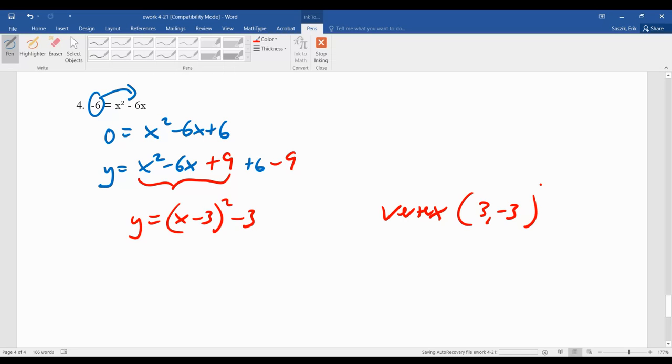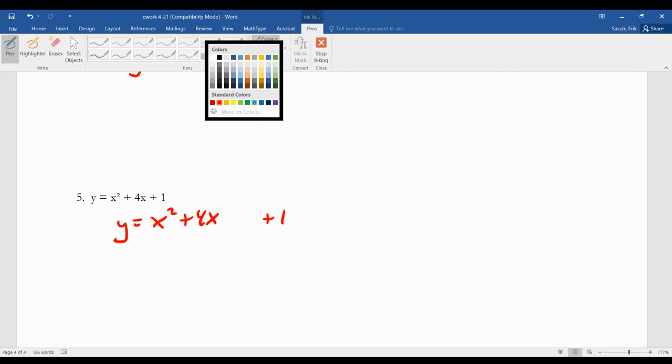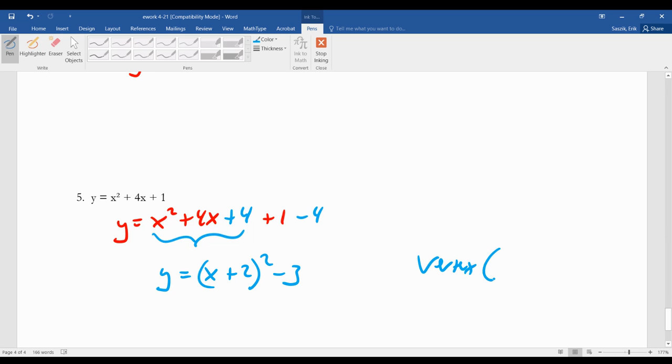Convert to vertex form, which we did. If you guys want to try this last one, you certainly may. You can pause this if you want. It's not different. Cutting in half, square it, keep it balanced. So we have a vertex of -2, because that makes that 0.